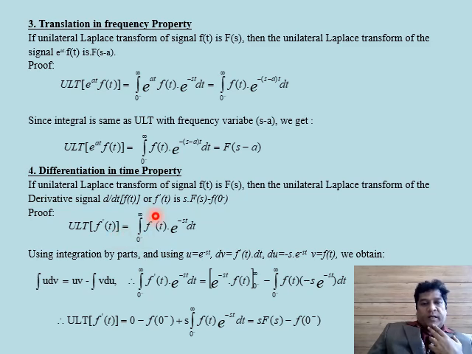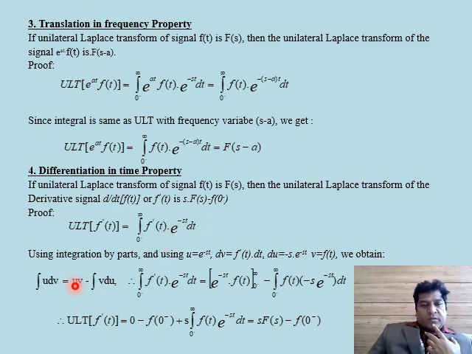Then we have this integral 0 to infinity f dash of t, which is simply d by dt of f of t, into e power minus st dt. Now here we use integration by parts, and you are going to substitute u as e power minus st, and whatever is the dv will be this f dash t dt. And the integration by parts formula is integral u dv is equal to uv minus integral v du.